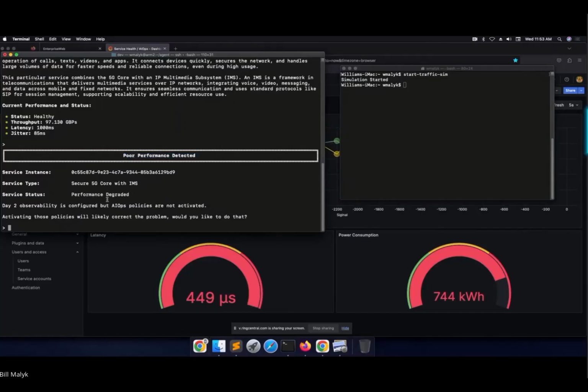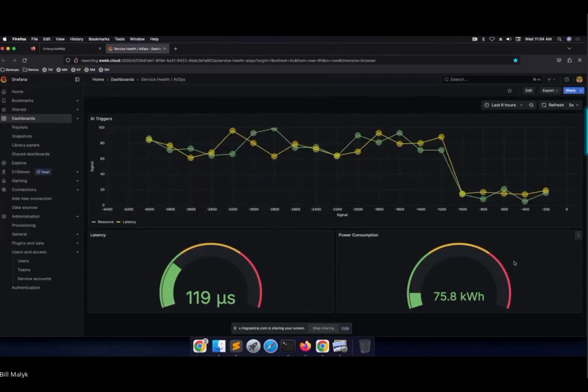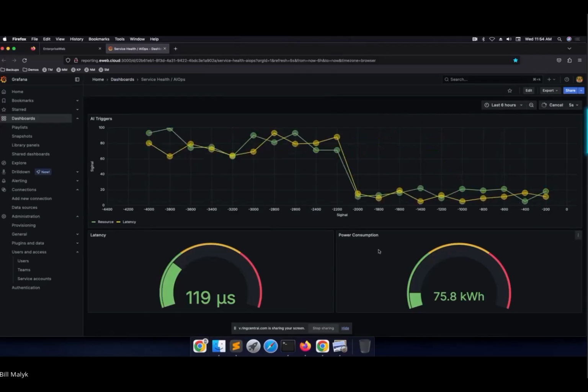So performance was degraded, and in this case, it's just suggesting that if we turn on the agent policies, we'll get a fix. That's easy for demo, but it will start to walk you down a really complex root cause analysis to tell you what the problems might be and suggest fixes. If you authorize the agent to do that, you'll see it's almost immediate, right? We've already got something that's starting to make changes to our network. All of our levels drop.